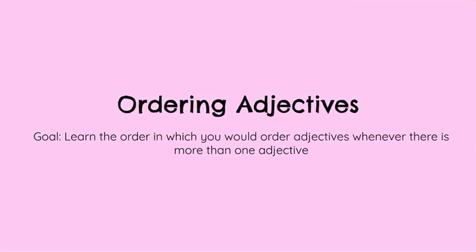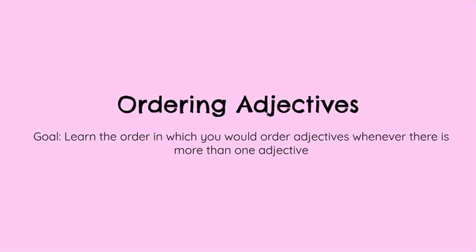So, just a mini review, adjectives are words that describe a noun. I'll be telling you how to order them, so that means which adjectives come first to last in order. The goal I hope to achieve, and for you guys to learn in this video, is basically the order in which you would order adjectives whenever there's more than one adjective.